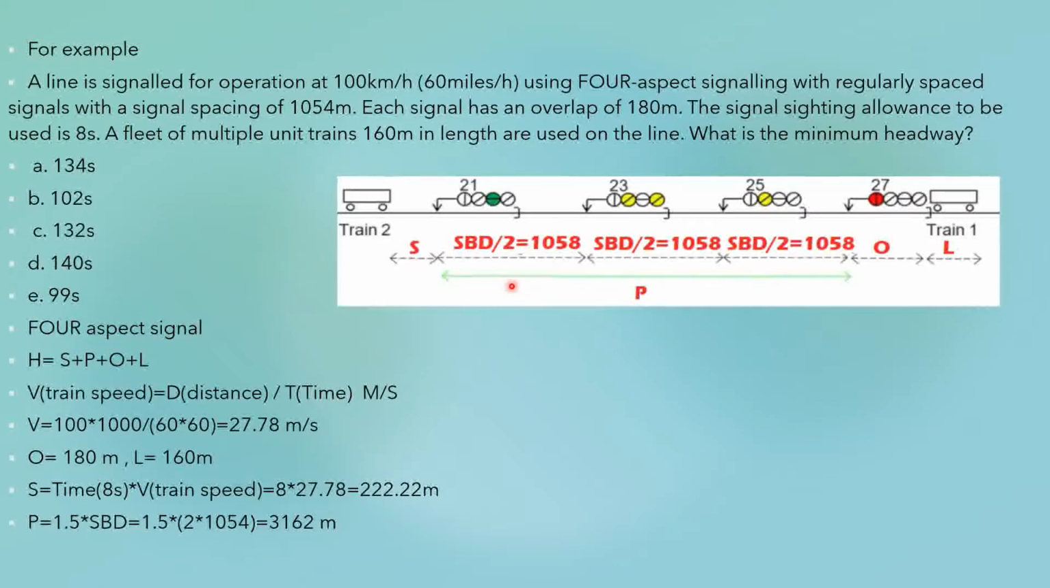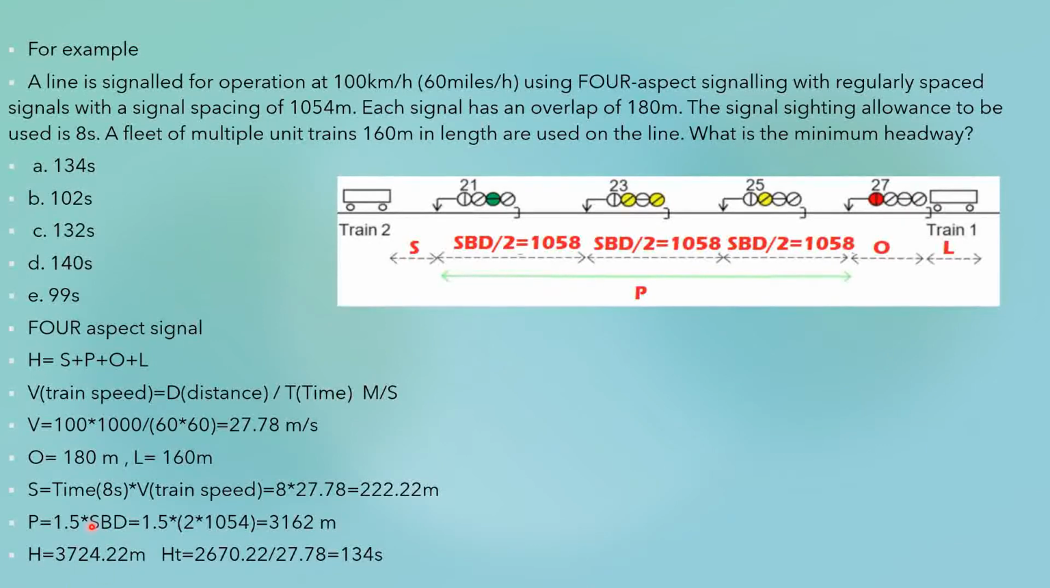B is the distance between the entrance signal and the exit signal. So B here is equal to 1.5 multiplied by SBD, because we have here SBD divided by 2, SBD divided by 2, SBD divided by 2. So B here will equal 3 by 2 SBD, or 3 divided by 2 SBD. So 1.5 multiplied by 2 multiplied by the distance between two signals here, which is 1054 meters. So we'll get 3162 meters.